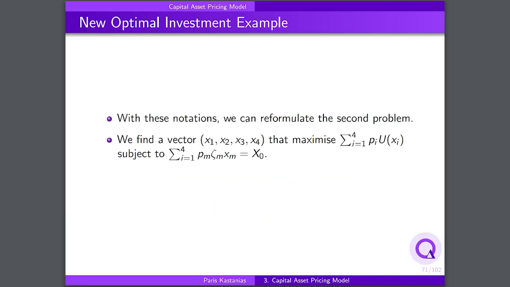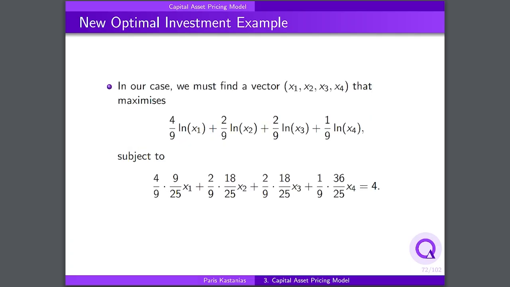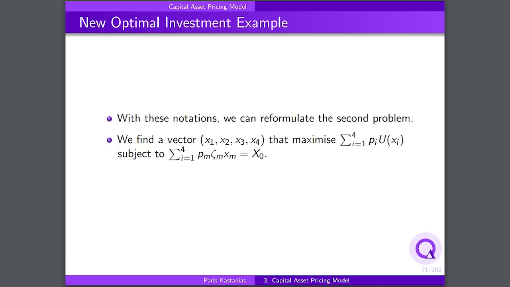Then with these notations, we can reformulate the second problem, where we find a vector x1, x2, x3, x4 that maximizes the sum of the pi multiplied by u of xi subject to this constraint here. Okay. So in our case, we must find a vector that maximizes this subject to this long equation down there. Okay, just basically this thing here, but with the numbers.